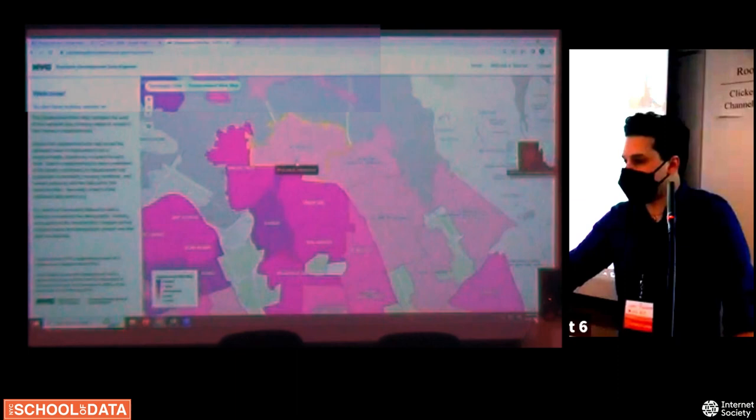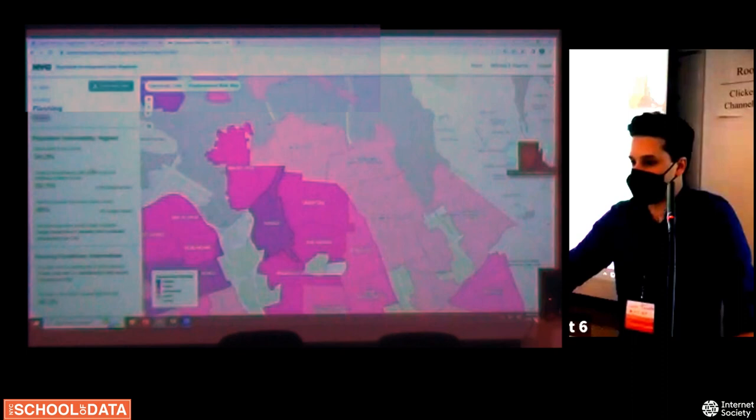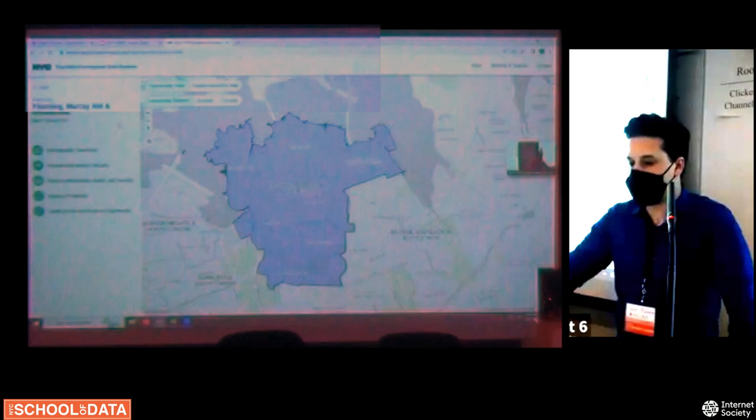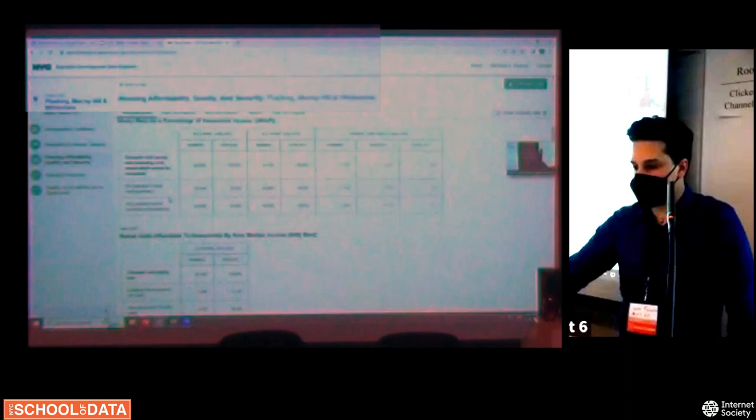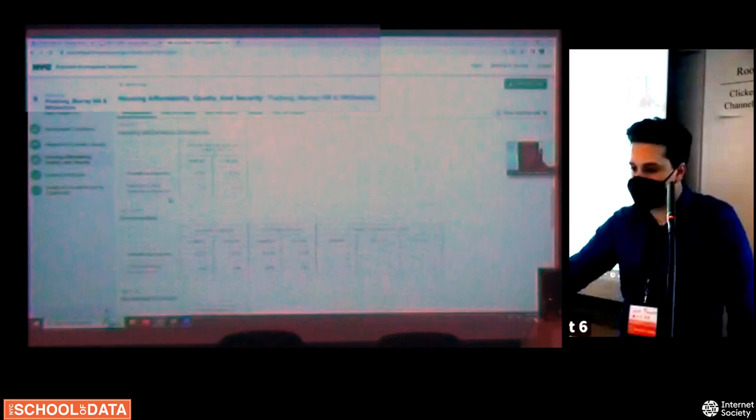We didn't really look at it in terms of the map, it's like a table. Housing affordability, quality, and security. Under that, in terms of housing, if you go down, there is the rent, 50% or more severely rent burdened. Over time you can see in the gray. Sorry, right here, yeah, a little higher.